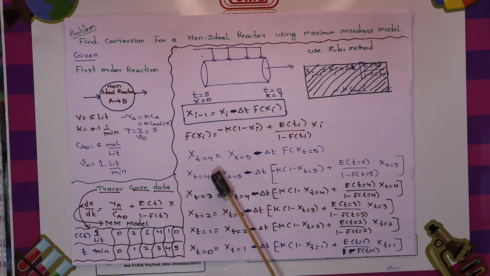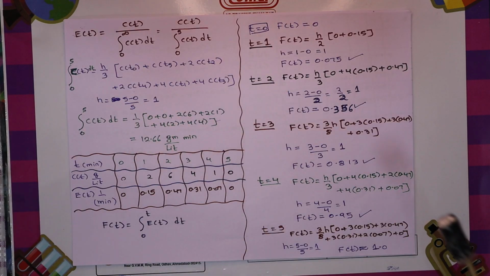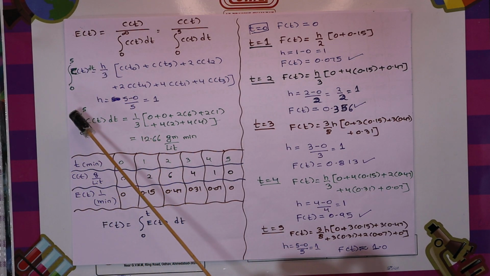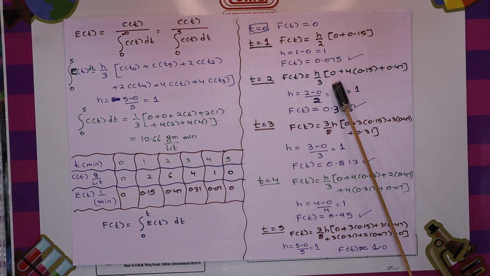So to find these values, you need to find what is f of x. f of x needs information about k, E of t and F of t. Let us find out the E of t and F of t values at different times, so that you can put them in the respective expressions to find the final conversion that you are expecting from the reactor using the maximum mixedness model. Okay, this is how we have found, and earlier I have shown the integration methods. Let us find out the E of t and F of t data.